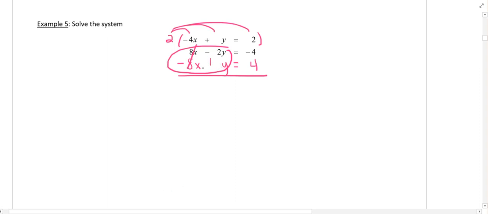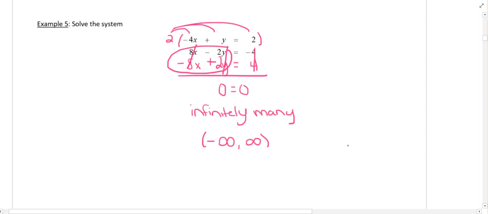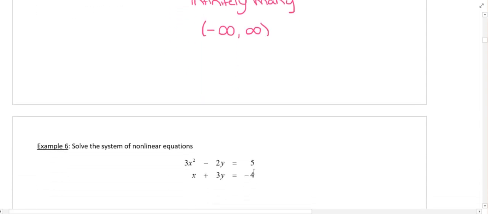Negative 2 plus 2 gives me 0. And then negative 4 plus 4 also gives me 0. So I get 0 equals 0, which is a true statement. So this is your infinitely many solutions. Or you could write this as negative infinity to infinity, because it is an interval where anything in that interval from negative infinity to infinity will work, any solution that you plug in.